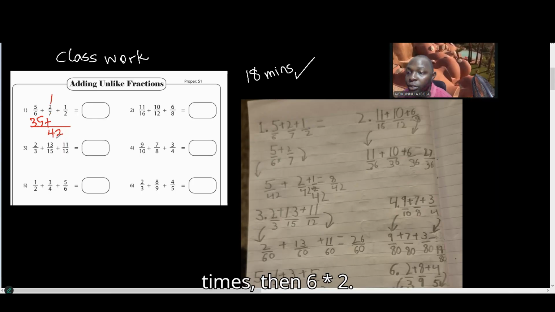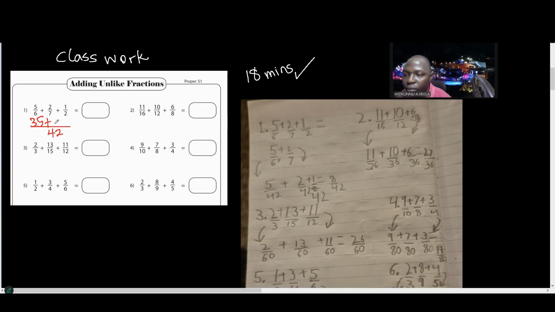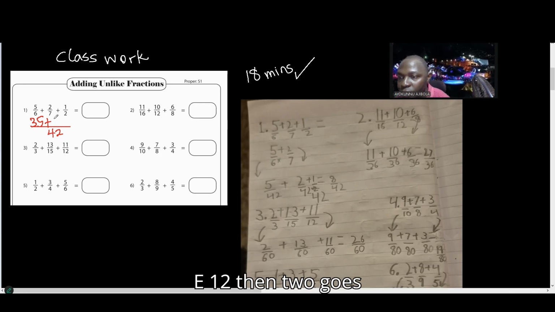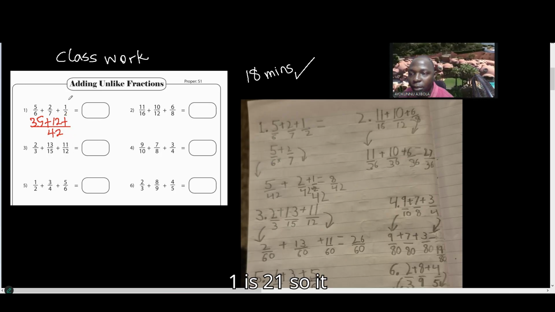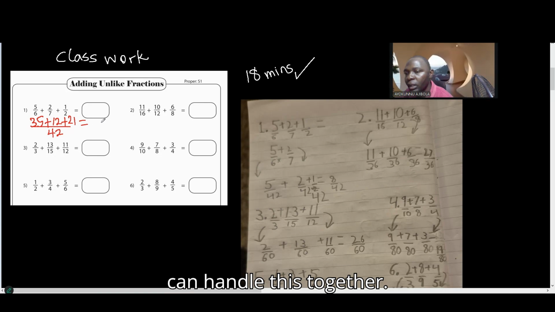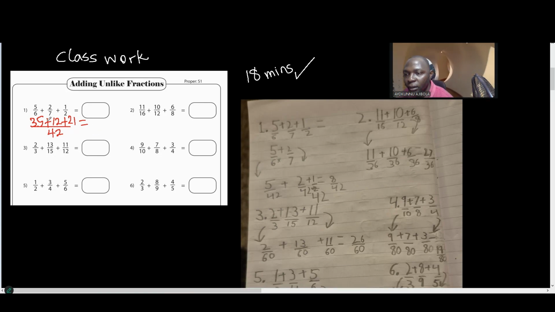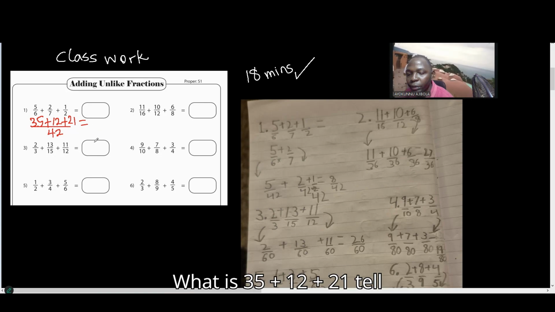7 goes in 42 6 times. Then 6 times 2 is 12. Then 2 goes into 42 21 times. 21 times 1 is 21. So you can add all this together. What is 35 plus 12 plus 21? Tell me.